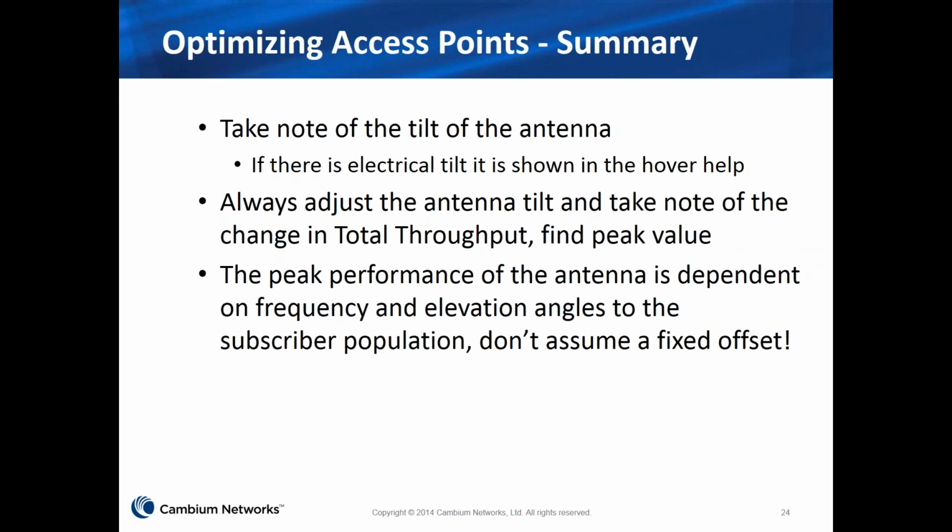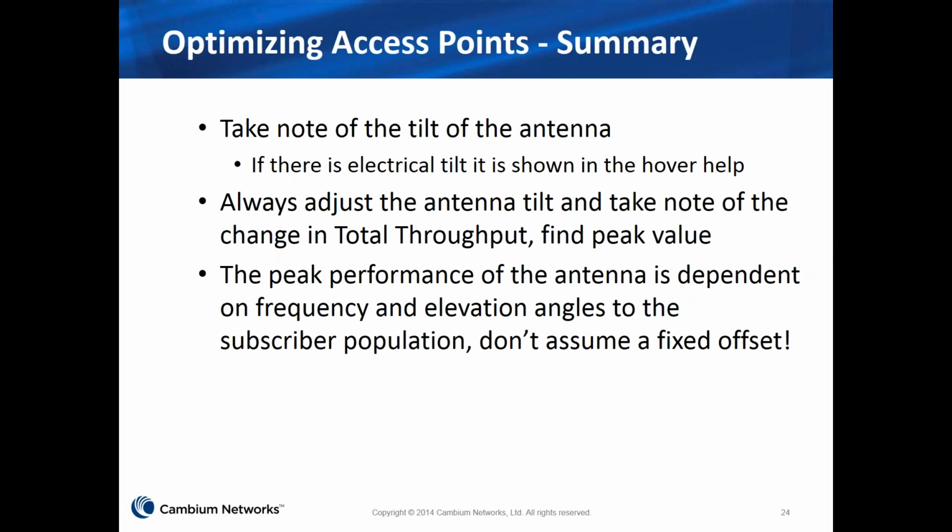So a quick roundup of these points then. When you're designing an access point, always take note of the electrical and mechanical tilt parameters of the antenna. If there's any electrical tilt, we will show it in the hover help. Always adjust the antenna tilt and take note of the change in the total throughput. Keep adjusting this value until you find the peak value of the total throughput.